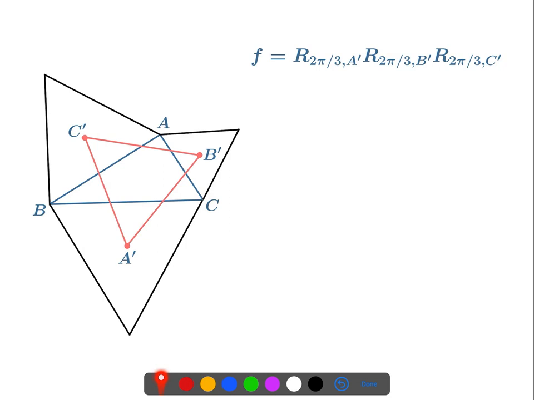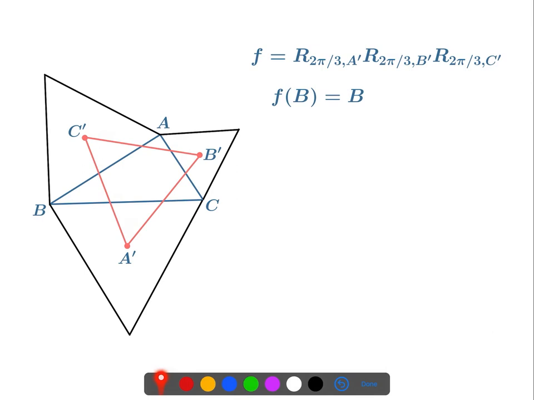And then I want to rotate about A prime by 2 pi over 3. And so again, C is just going to go to B. So we see that if I take f of b, if I apply f to b, it just ends up back at b. So b goes to A goes to C, and then C goes to B.